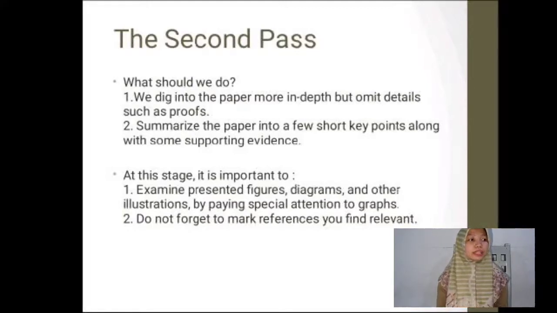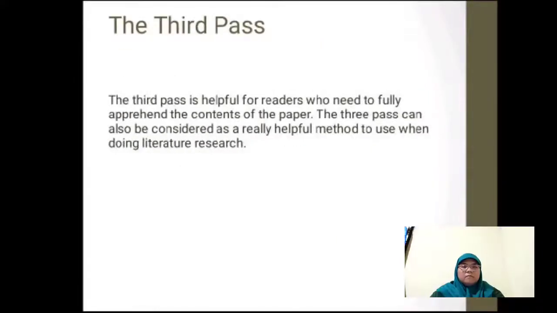The depth of reading during the second pass is appropriate for someone who might or might not be familiar with the field of the paper in question, but is interested in the paper to some extent and finds it useful. This process can take up to 1 hour of work and requires a moderately high level of concentration. The third and final pass is helpful for readers who need to fully comprehend the contents of the paper. The three-pass approach can also be considered a really helpful method to use when doing literature research.